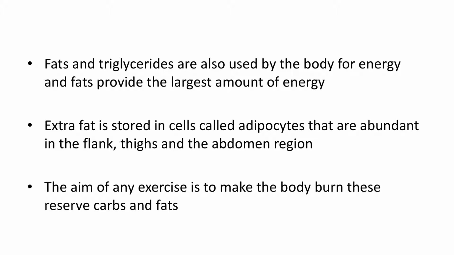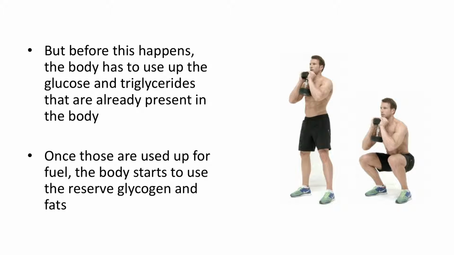Fats and triglycerides are also used by the body for energy, and fats provide the largest amount of energy. Extra fat is stored in cells called adipocytes that are abundant in the flank, thighs, and the abdomen region. The aim of any exercise is to make the body burn these reserve carbs and fats. But before this happens, the body has to use up the glucose and triglycerides that are already present in the body. Once those are used up for fuel, the body starts to use the reserve glycogen and fats.